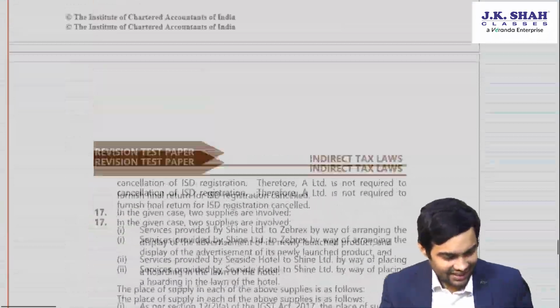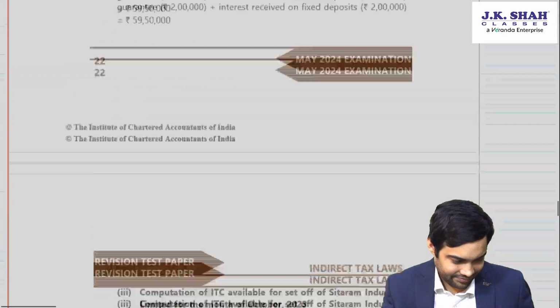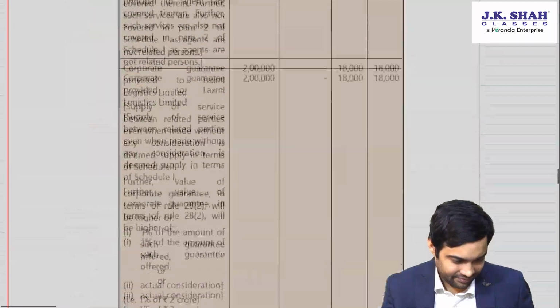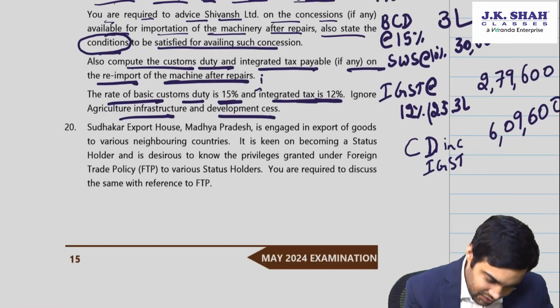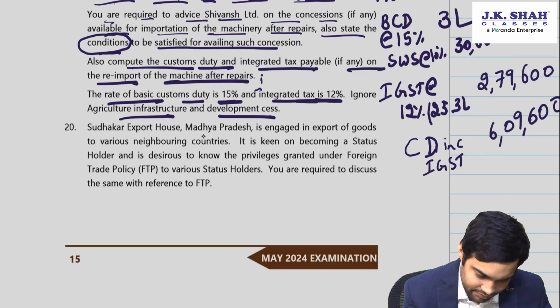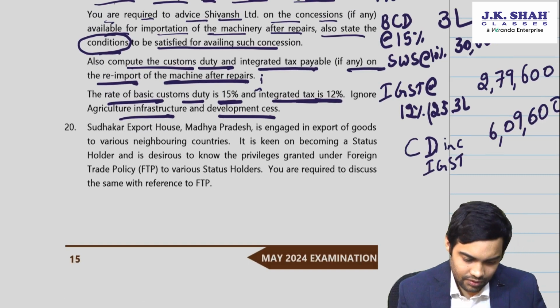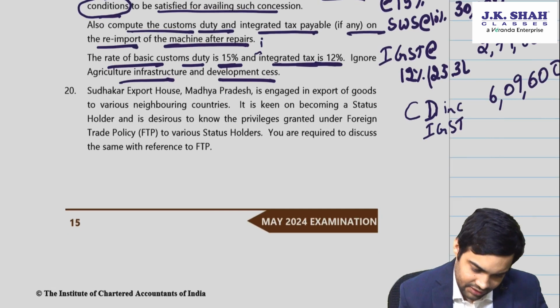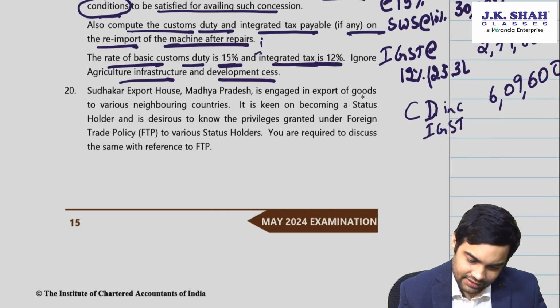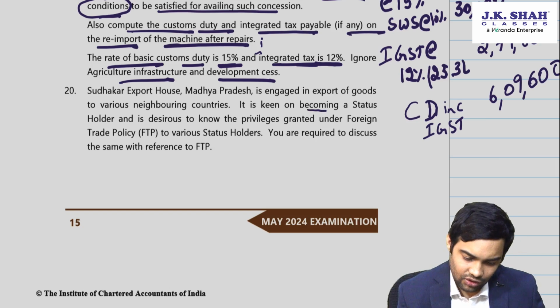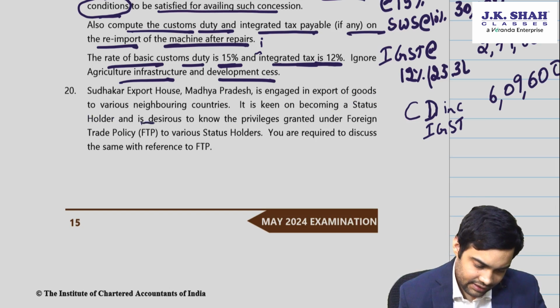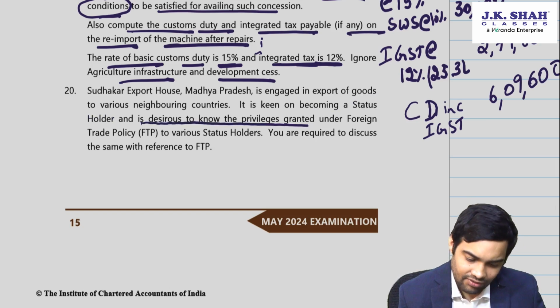Okay, now let's see the last one. Sudhakar Export House, Madhya Pradesh, is engaged in export of goods to various neighboring countries. It is keen on becoming a status holder and is desirous to know the privileges granted.